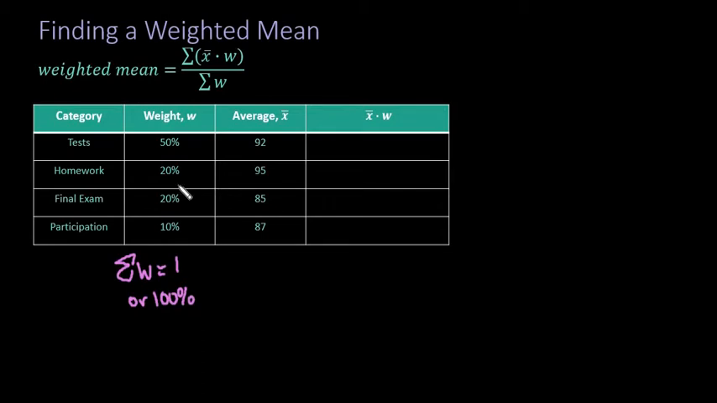Most of the time when we are working with percentages, we express them as decimals because it's easier to work with. So we would take our average for each category, the 92, and multiply it by the weight as a decimal. So I'm going to take 0.5. For the next one, I would do 95 times the weight for that category, which is 0.2. And for the next one, we would do 85 times 0.2 and 87 times 0.1.